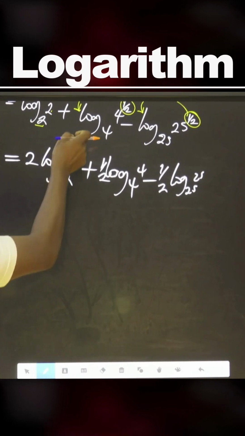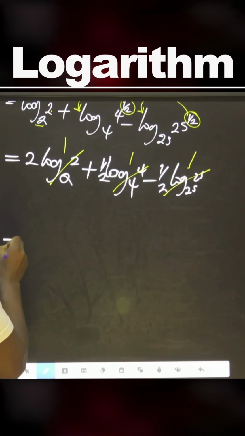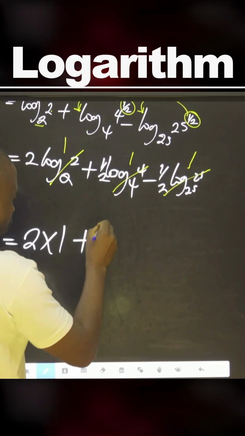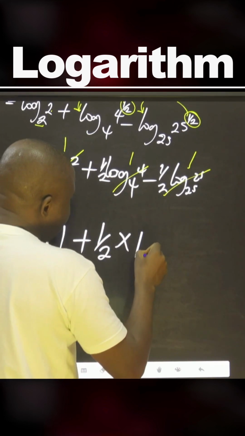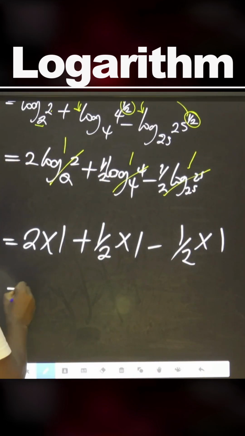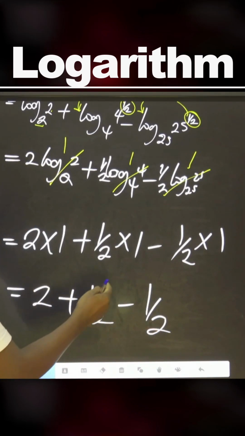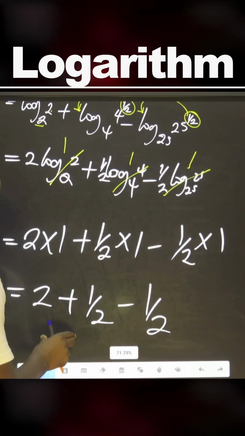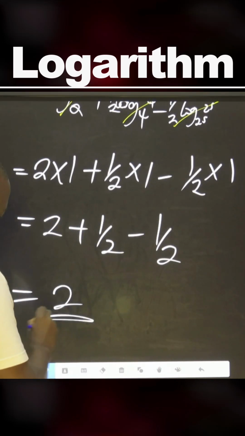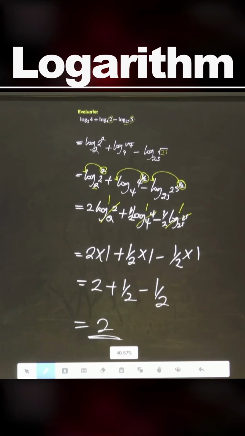As you can see, this and this are the same. This is 1. This is 1. This is 1. Therefore, this is equal to 2 multiplied by 1 plus 1 over 2 multiplied by 1 minus 1 over 2 multiplied by 1. You agree with me? This is 2. This is 1 over 2. This is 1 over 2. This and this will cancel. That is half minus half remains 2. 2 is the answer. Okay? Hope you understand this.